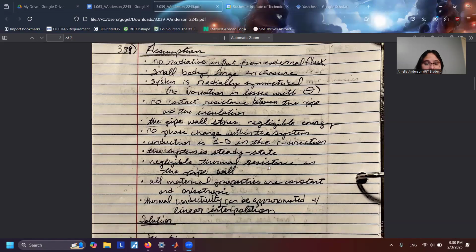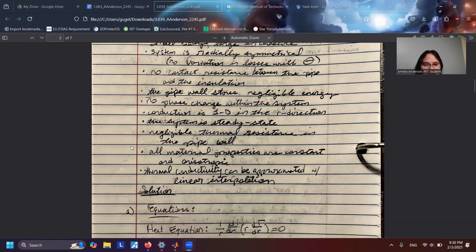We have a negligible thermal resistance in the pipe wall. That's another way of saying we're not dealing with pipe walls today, just the insulation. And actually, because they gave us the outer diameter, this is not a necessary assumption. This is an example of an assumption you don't need to make right now.